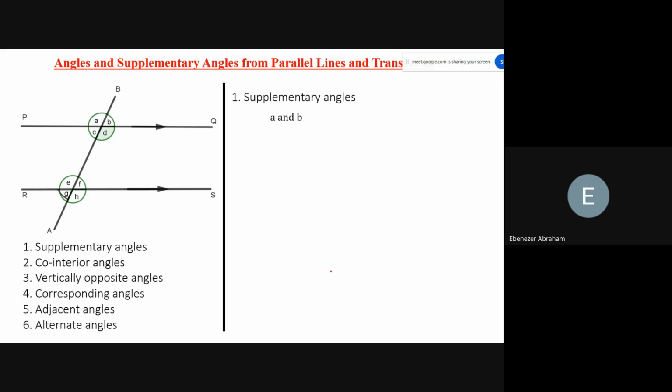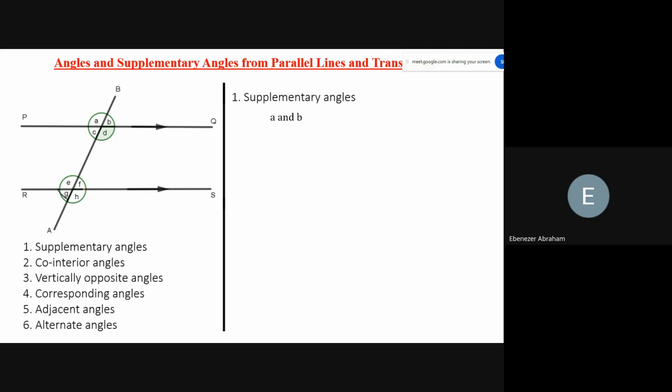Gabriel: angles E and F. Let me see, where is E? E and F, they are supplementary, right? That is also correct. G and H, they're also supplementary. They add up to 180. Yes. Any other?